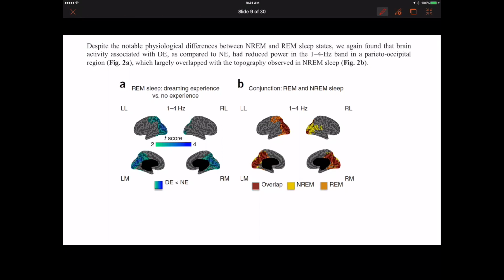So here then is a comparison of REM and non-REM sleep. And you can see that the 1 to 4 Hertz activity is decreased, in the medial and the lateral aspects of the brain. And in REM sleep, we have the same phenomenon. So REM versus non-REM, both states of sleep are associated with a decrease in the activity of slow wave activity.